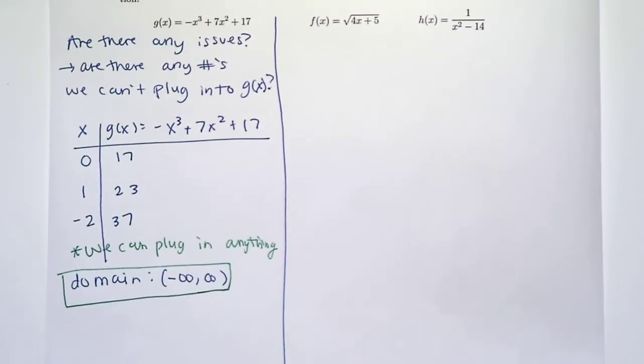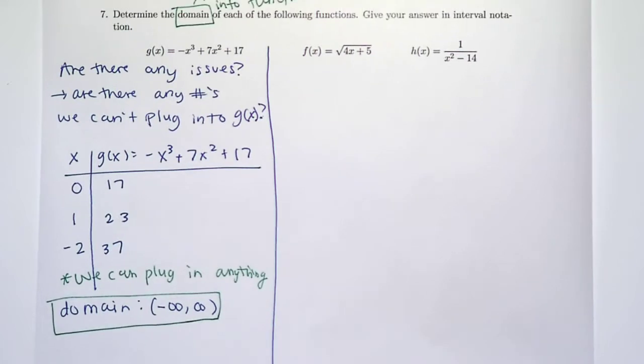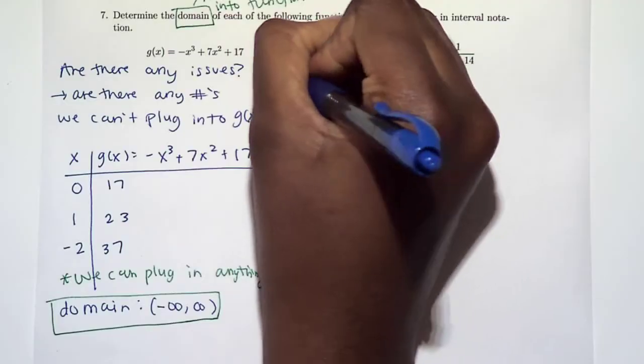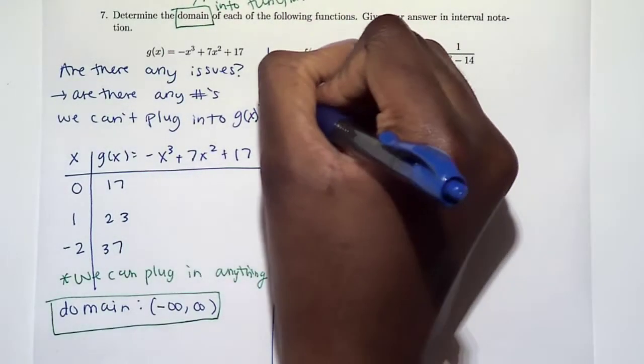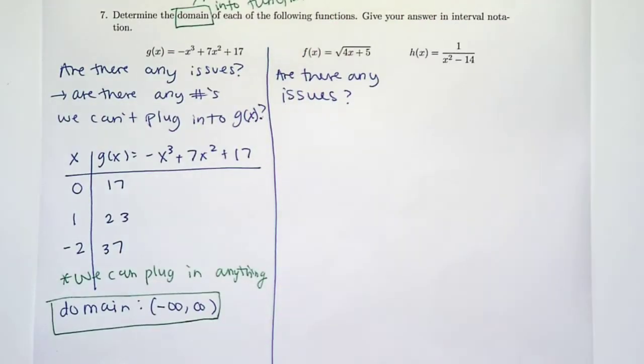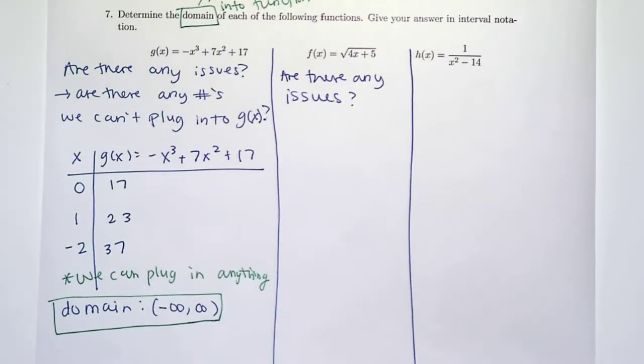All right, next, let's talk about the domain of the square root of 4x plus 5. All right, so first thing, are there any issues here? You should think possibly because we have a square root. And what do we know about square root functions? There's something we can't plug in. We can't plug in anything negative.